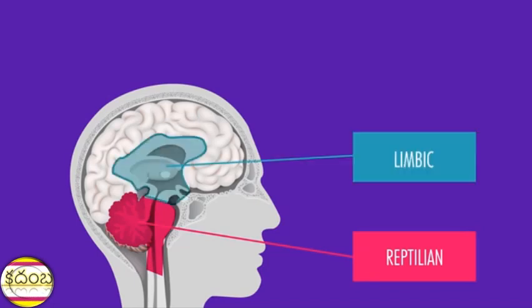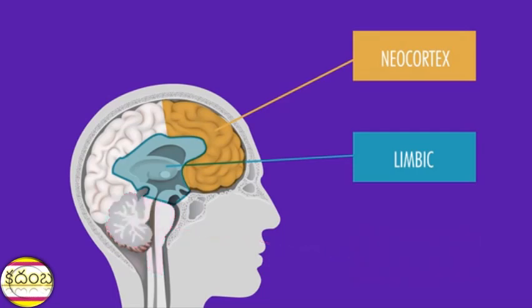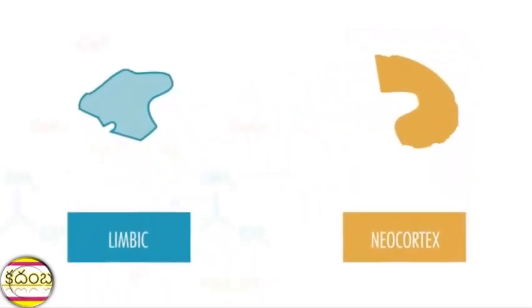Next is the old mammalian brain, or the limbic brain. Our feelings and emotions are governed here. And finally, on top of that, we have the neocortex, the part of the brain that controls cognition and language. Our rationality resides here between these 2 parts of the brain. Let me explain why. Our emotions originate here in the limbic brain.